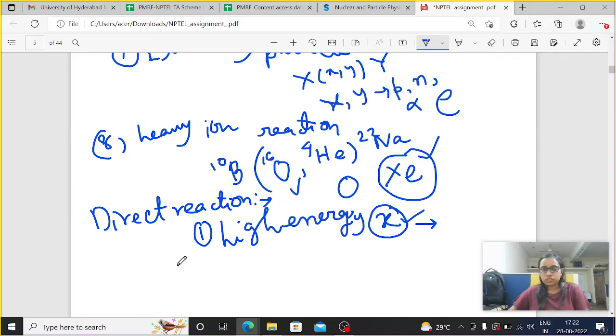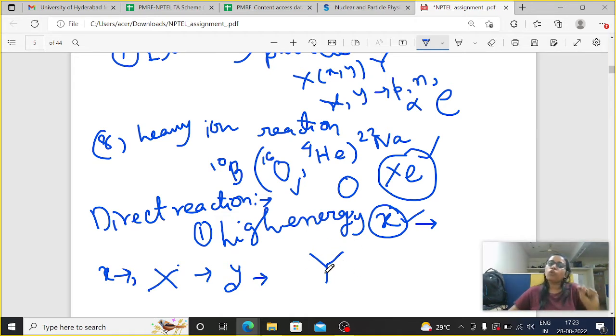Basically, small x is the projectile I am using, capital X is the target nucleus, small y is the outgoing small particle, and capital Y is the residual nucleus. So just keep in mind all the notations I am using throughout the lecture: small x is for projectile, capital X is for target nucleus, small y is for outgoing small particle and capital Y is for residual nucleus. So these we will be taking into account.